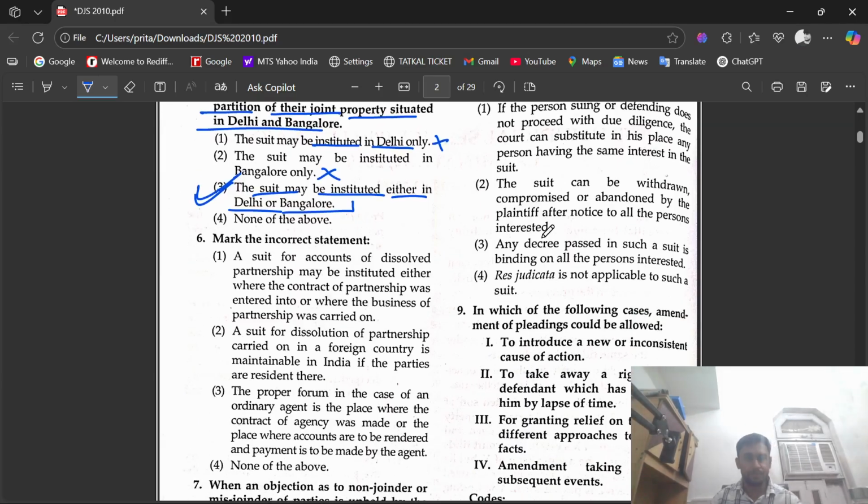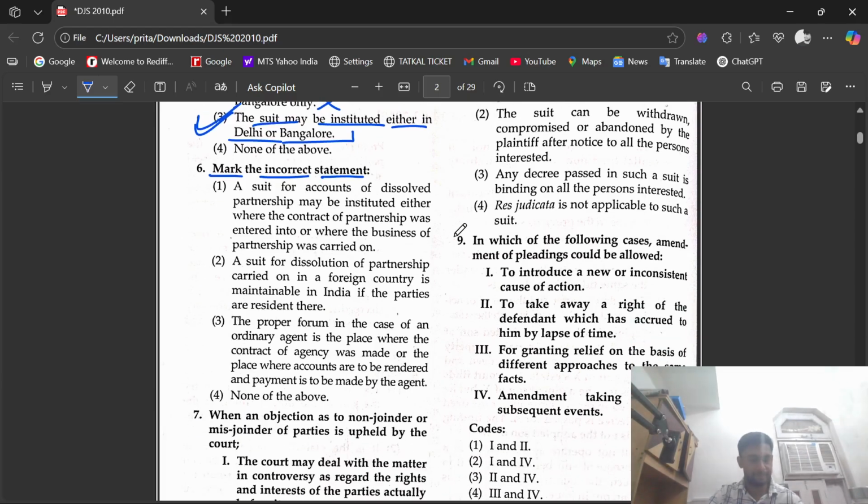Question number 6. Mark the incorrect statement. A suit for accounts of a dissolved partnership may be instituted either where the contract of partnership was entered into or where the business of partnership was carried on. A suit for dissolution of partnership carried on in a foreign country is maintainable in India if parties are resident there.